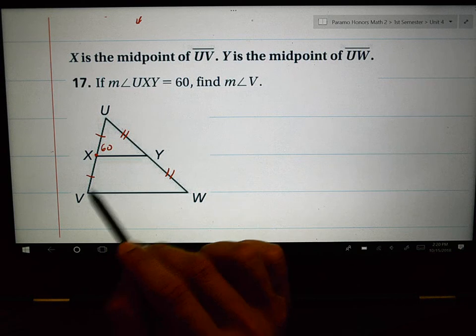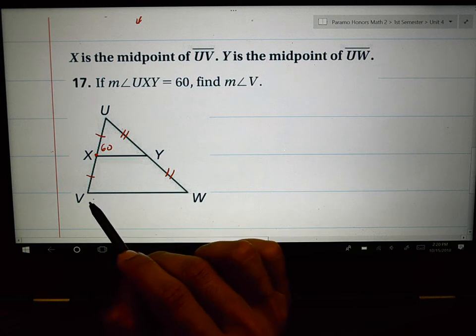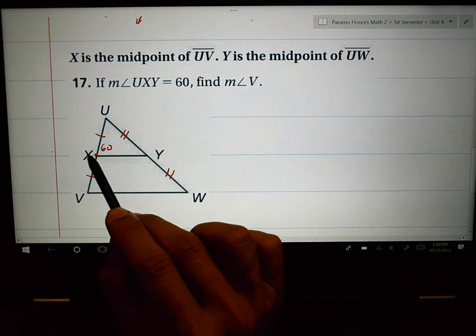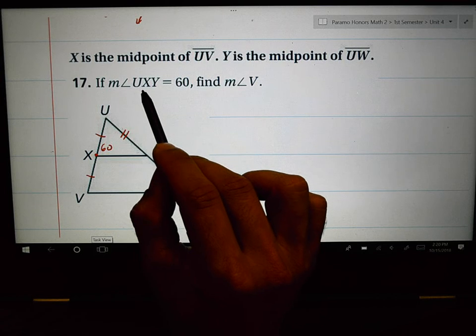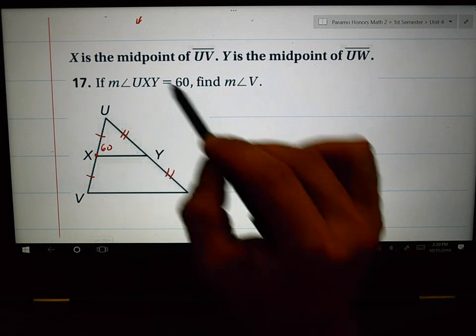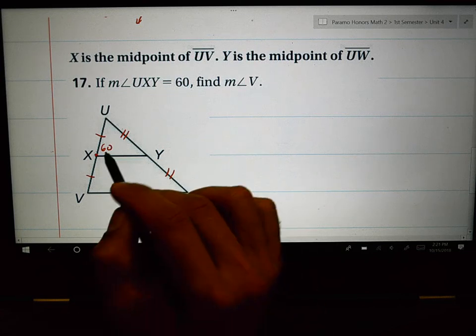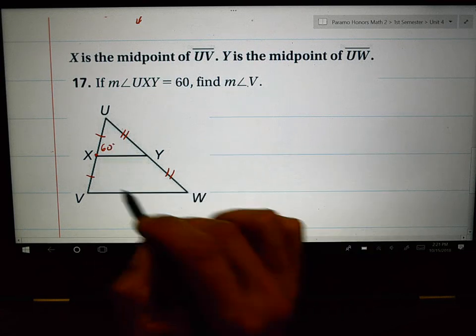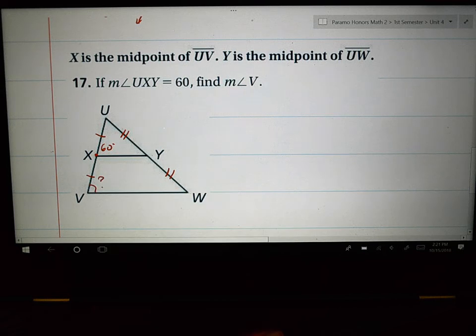Can you use angle V, only 1 letter, for angle V? Yes, it's the only angle V that there is. But if there are multiple possible angle X's, you have to use 3 letters. Otherwise, it's not correct. And it has to go side, vertex, side. U, X, Y is 60 degrees. Find the measure of angle V. They're asking about this angle down here. What are we going to use?